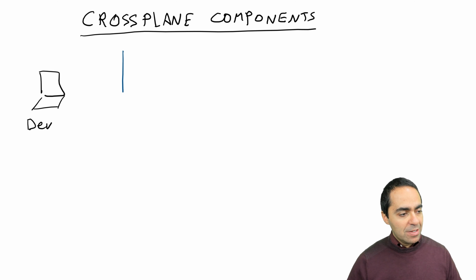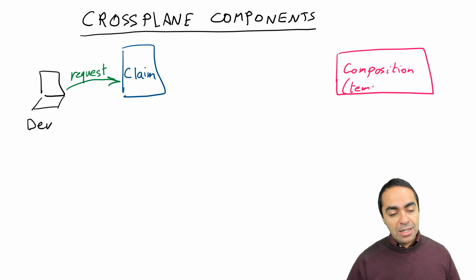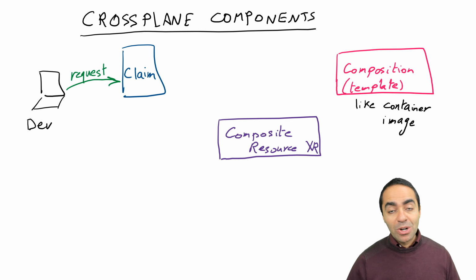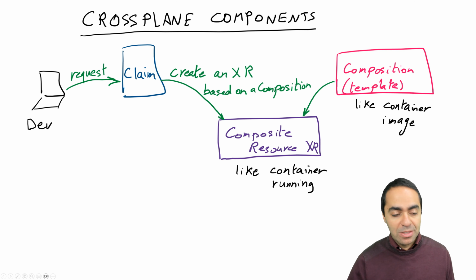So we have a developer, and this developer is going to access or create something called a claim. So this developer will request a claim, and a composition would be written by a platform engineer. Think of it as a template. And a composition will actually end up creating a composite resource, or XR for short. So if I were to liken this with Docker, for example, think of the composition as a Docker container image, and the claim will go ahead and create a composite resource based on the composition that was written ahead of time. And again, using Docker terminology here, think of the composite resource as the actual container running, okay?